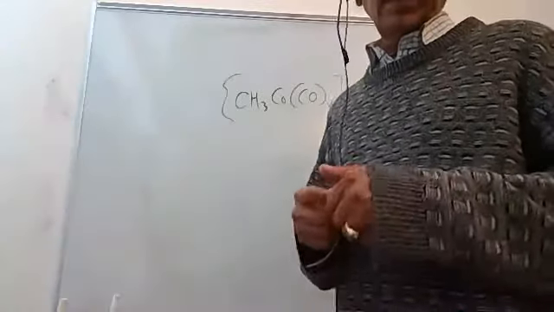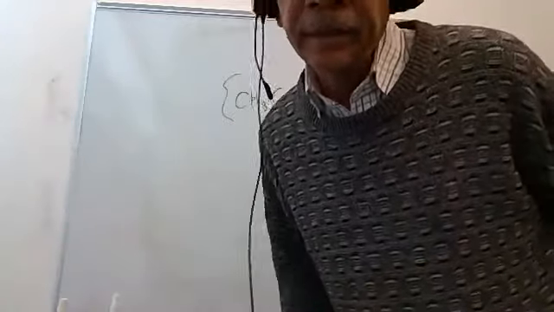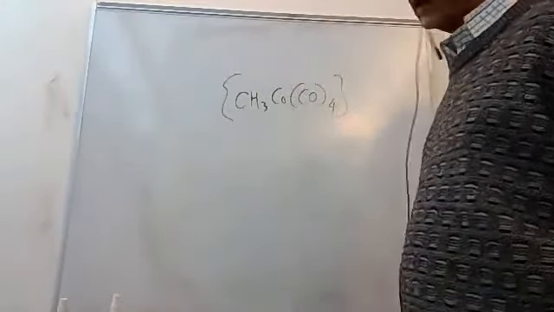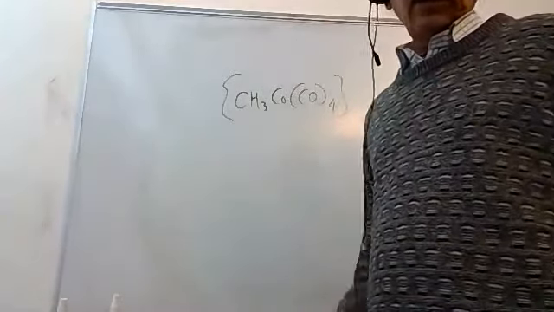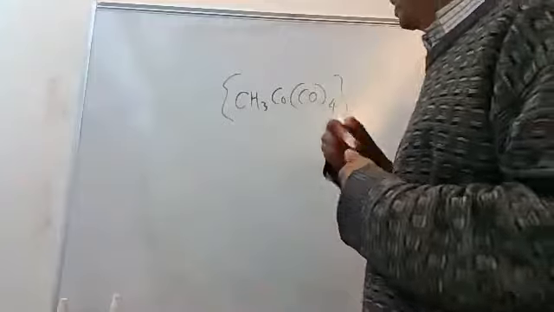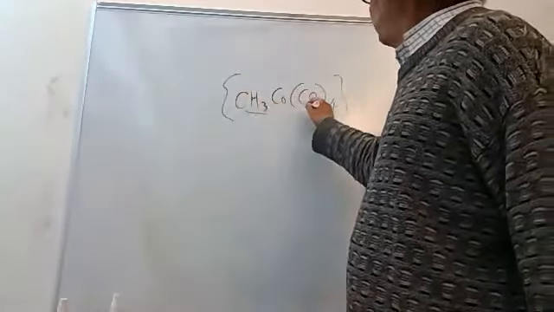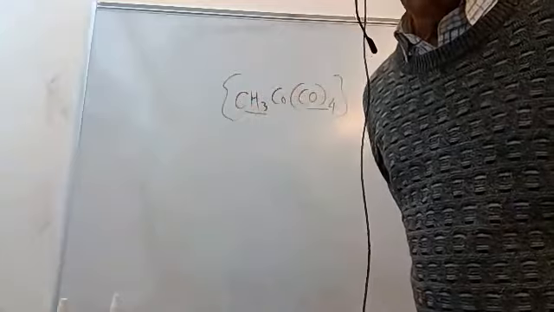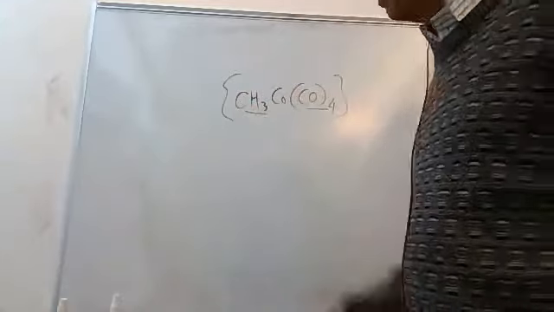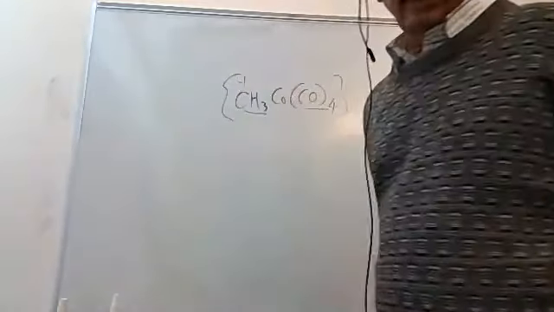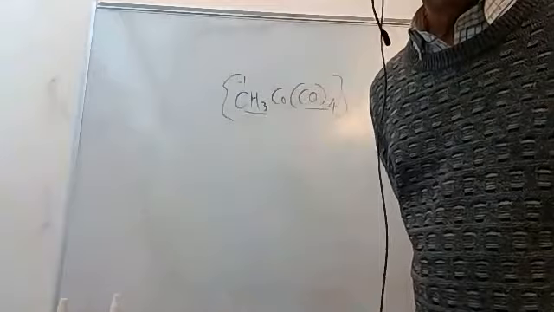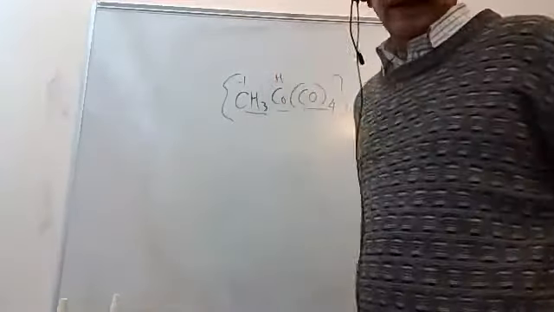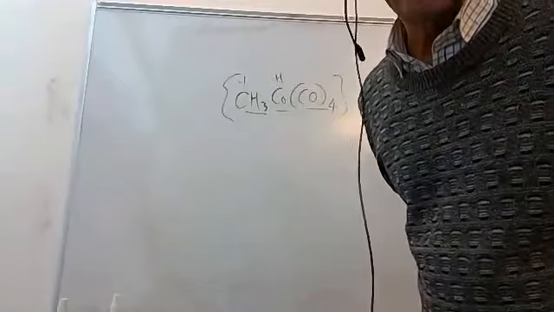Now, because there are no counter ions here, we can assume that this is a neutral complex. If you look at the ligands here, I have a metal ligand. I have 4 carbonyl ligands, correct? So carbonyls are neutral ligands, and methyl is a negatively charged ligand. CH3 is a -1. So what should be the charge on cobalt then? It should be +1. So that answers the first part of the question.